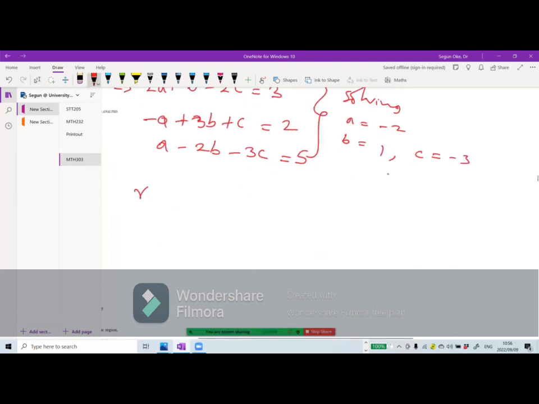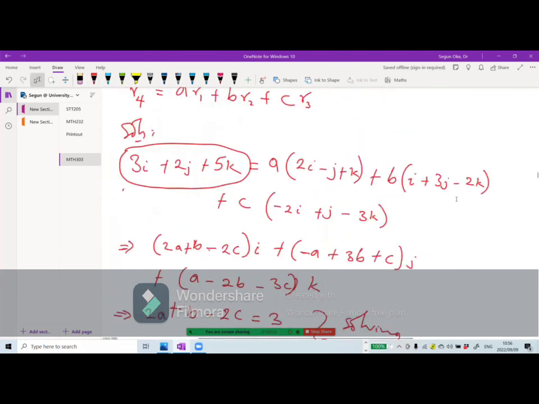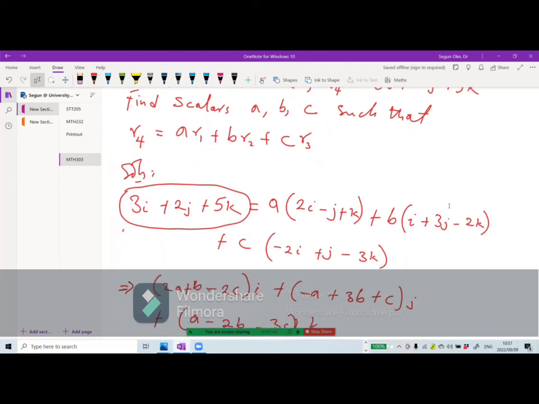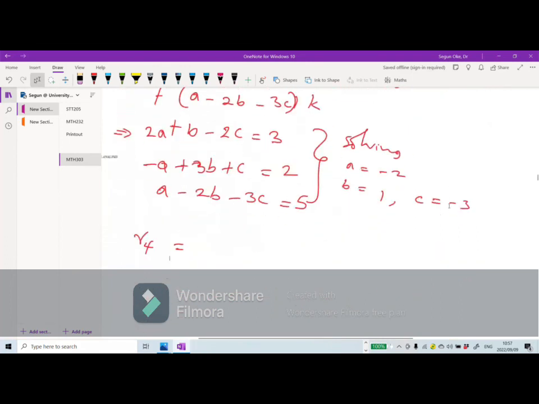So we have our R4 to now be equal to, remember your R4 is from here. We called our R4 to be A R1 plus B R2 plus C R3. Then what is the value? The value of A we substitute, the value of B we substitute, and the value of C we substitute. So that is what we are asked to do. So we have minus 2 R1 plus, since our B is 1 multiplied by R2 is R2, and minus 3 R3.